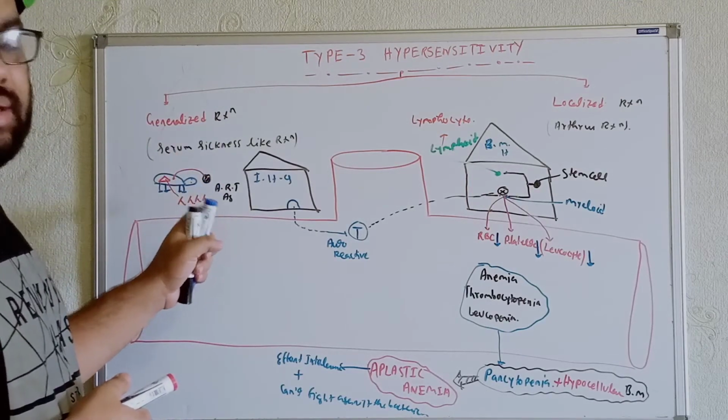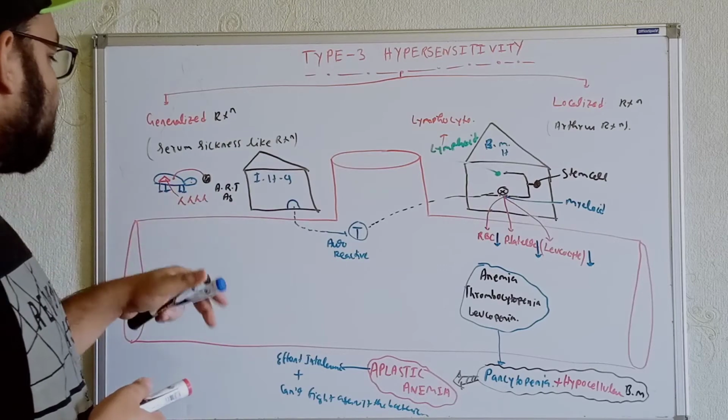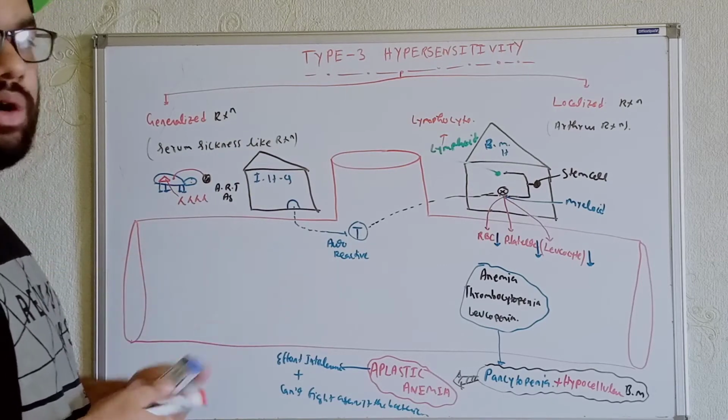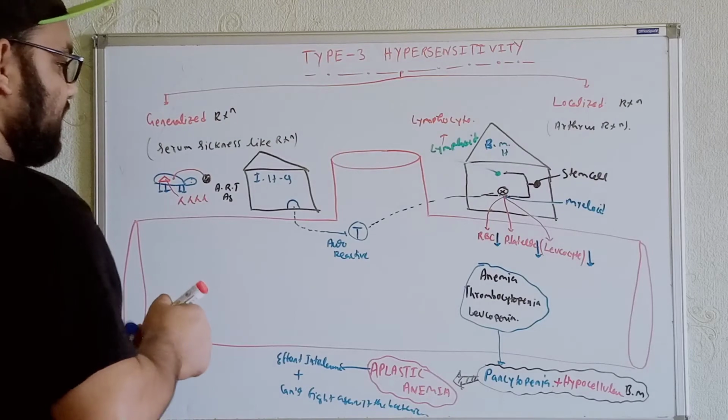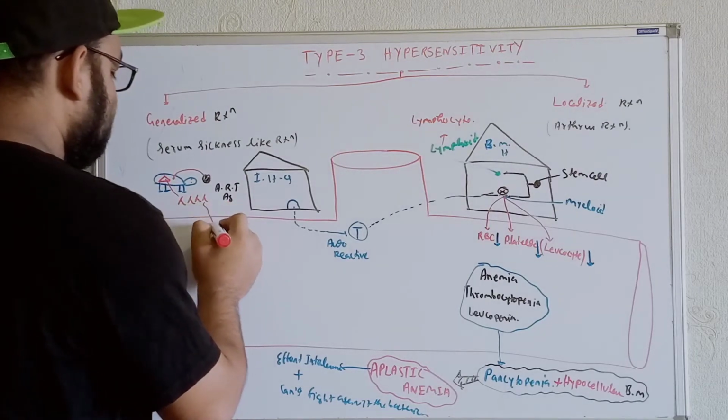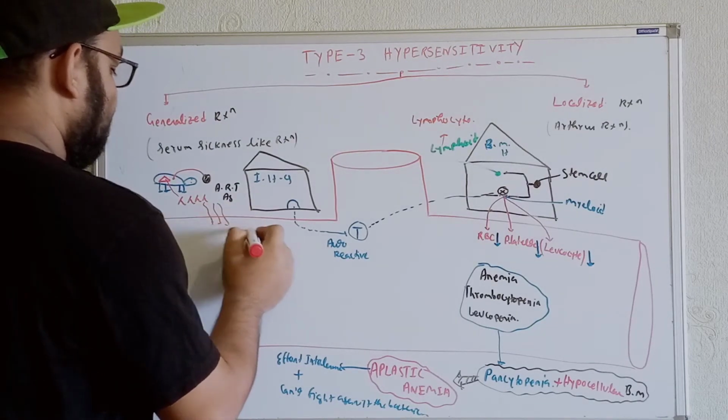Now if we inject these antibodies into the human body, what type of thing will happen over here? Try to understand. If we inject these antibodies, now the antibodies will come over here.